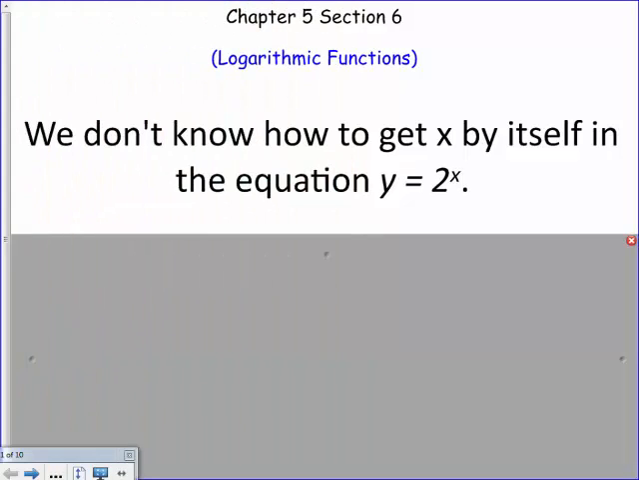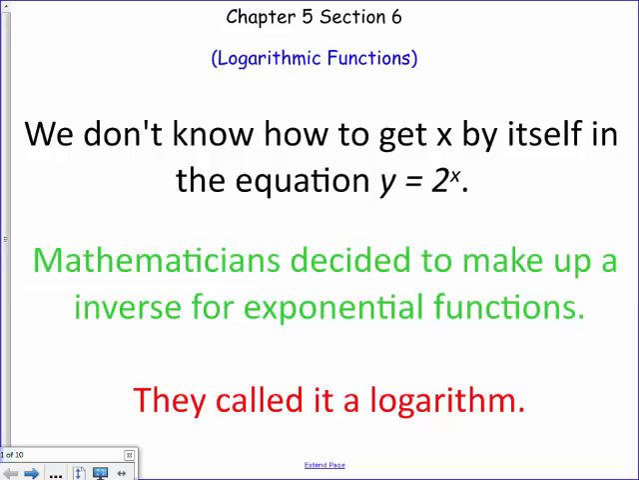All right, so now let's turn our attention from exponents to logarithms. And logarithms are really exponents. They're just kind of another way to write them. So back in the day, mathematicians didn't know how to solve the equation y equals 2 to the x. They didn't know how to solve for x. What they did was they made up an inverse for an exponential function, and they called it a logarithm, hence why we just learned about inverses.